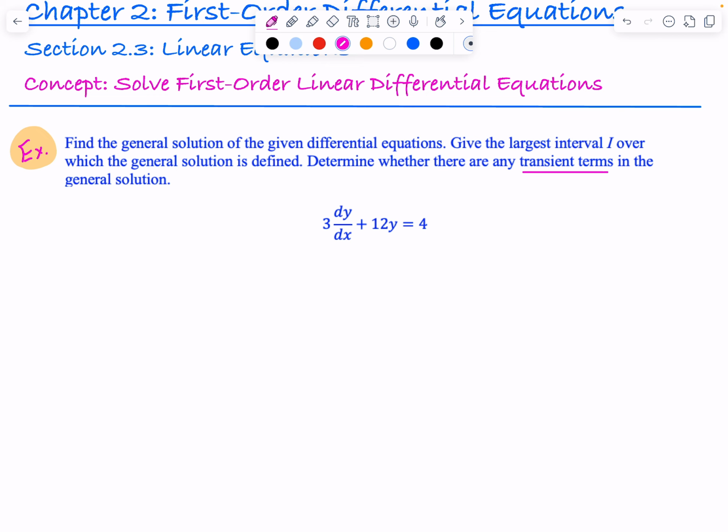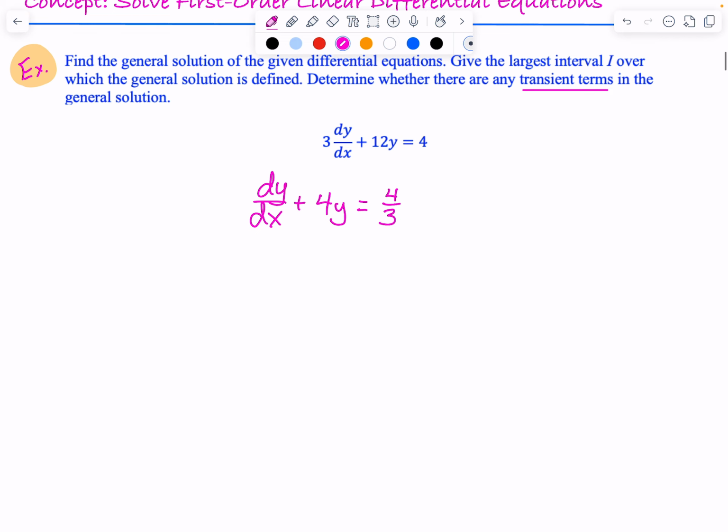Okay, so first thing, I got to put it in standard form. That means dy/dx needs to be by itself. So I'm going to divide everything by 3, leaving me with the 4y, and then a 4/3. All right, so now that looks like what we've been working. We know mu is equal to e to the integral of P(x) dx. And remember, P(x) is the number, once it's in standard form, in front of your y.